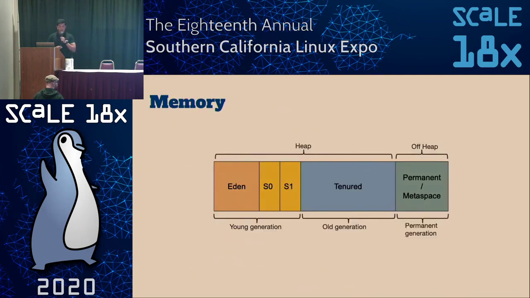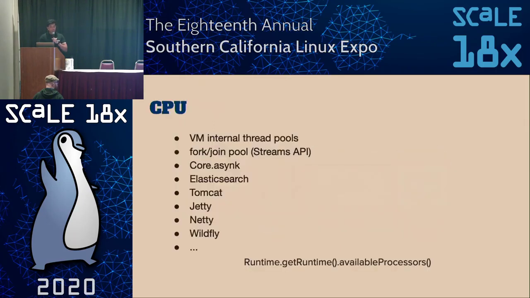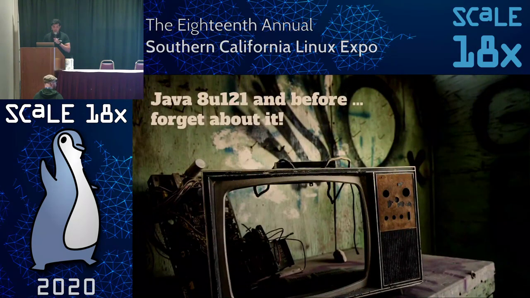And we saw what happened when the JVM fails to get the right values of the memory. But the same thing could happen with the CPU. And if the JVM fails to get the correct number of CPUs, this will impact the internal threading pools. It will impact some popular JVM APIs like the fork join API and the streaming API. It will impact some popular Java software that we are using.